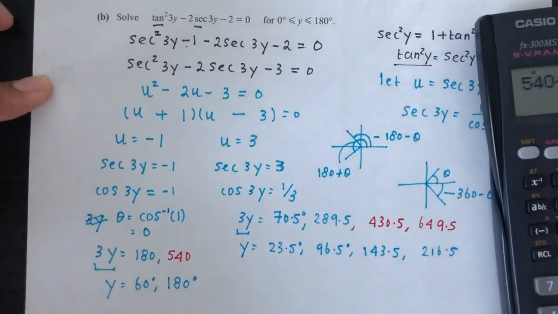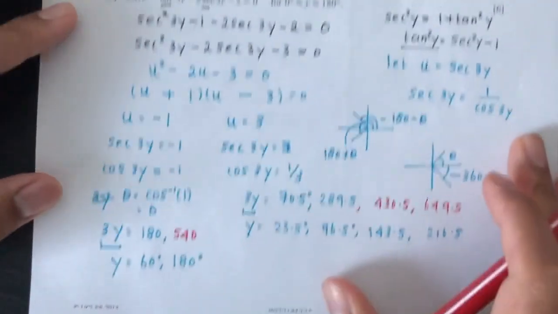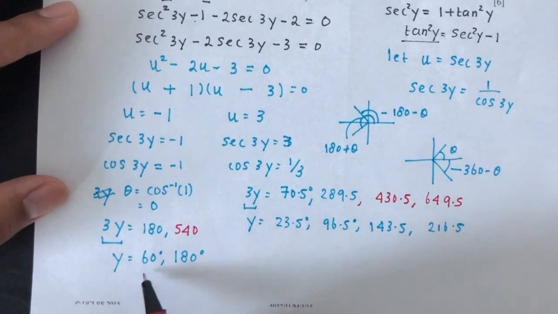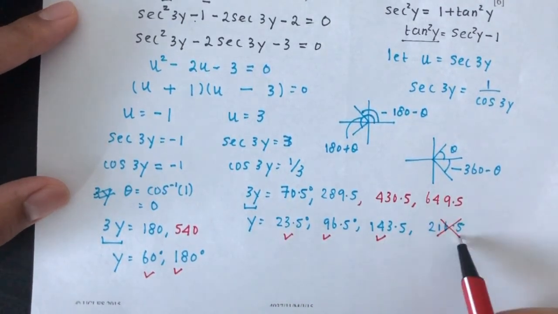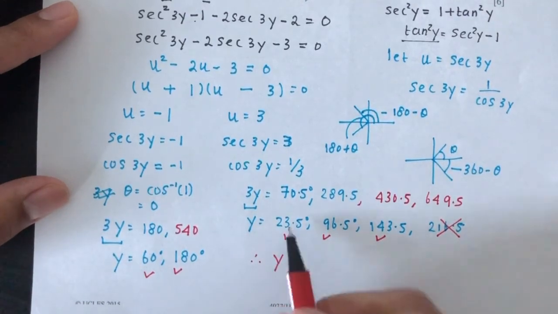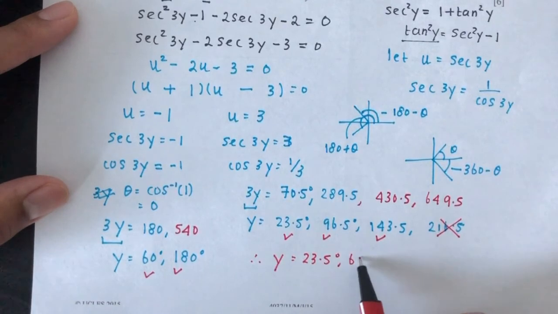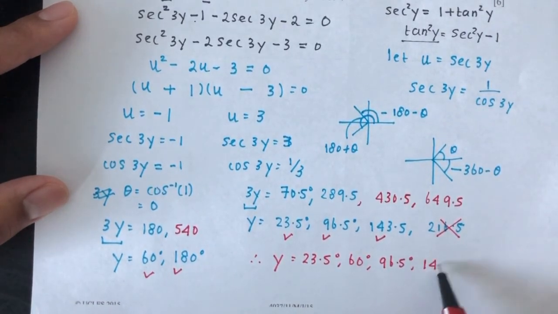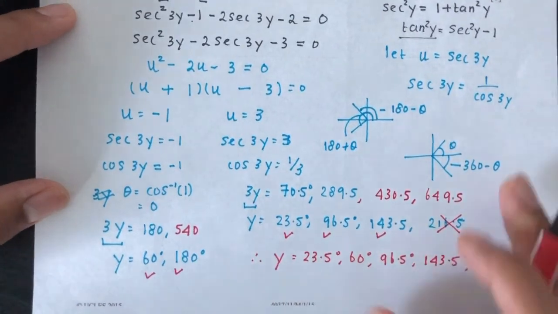Okay, so now we have to look at the range. The range of y is between 0 and 180. So here we have 60, 180, so both are good. Here we have this, good, good, and good. This is outside. So your values of y will be 23.5, 60, 96.5, 143.5, and then 180. For the range of 0 to 180, these are the values of y that satisfy your equation.